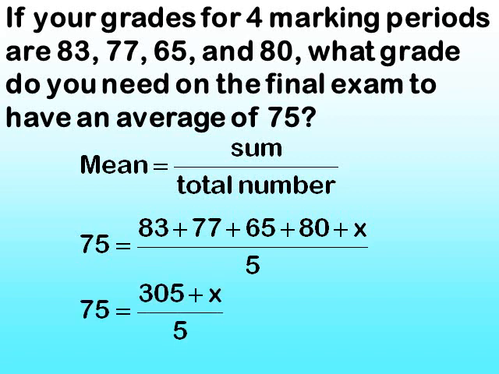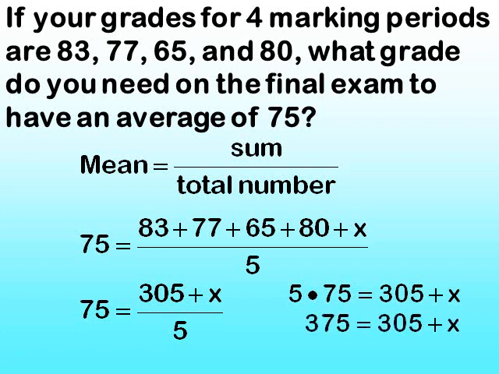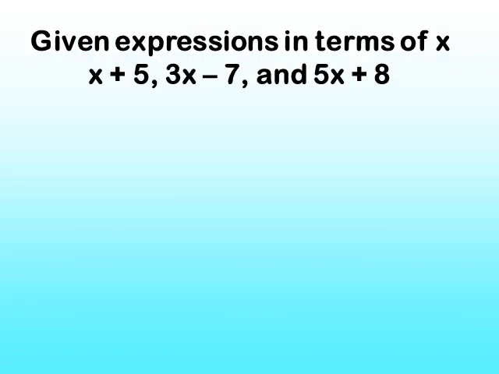You can combine all of your constants, and then we have a proportion. You could easily cross multiply or just multiply both sides by 5 and solve for x. Therefore, we can conclude that we would need to get at least a 70 to achieve a minimum average of 75.